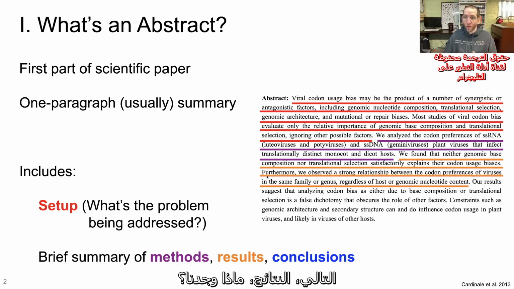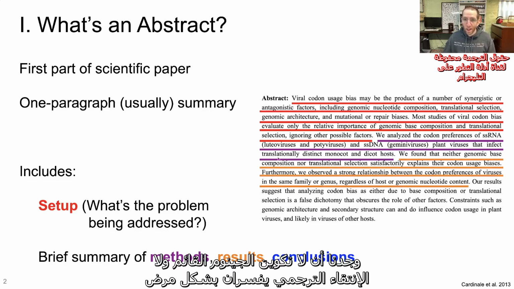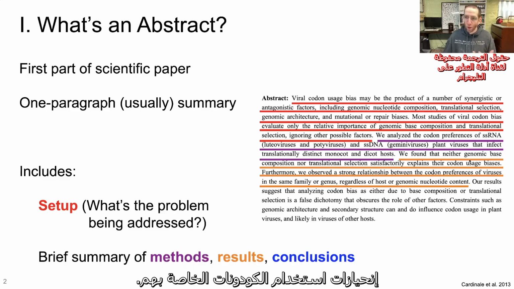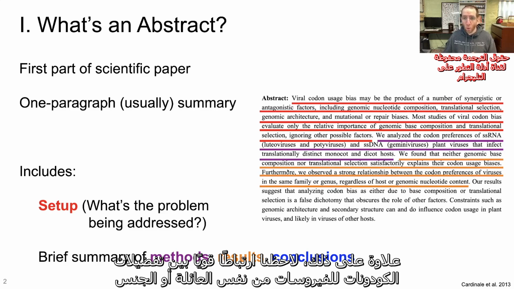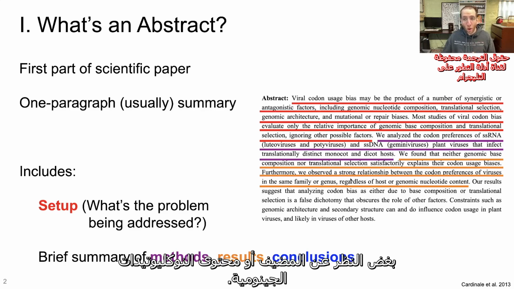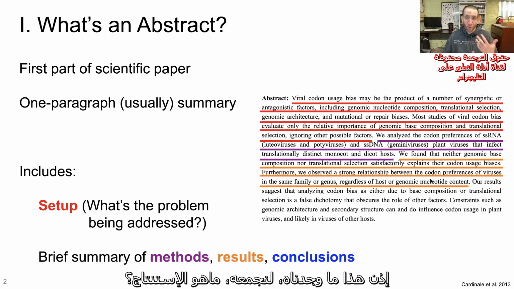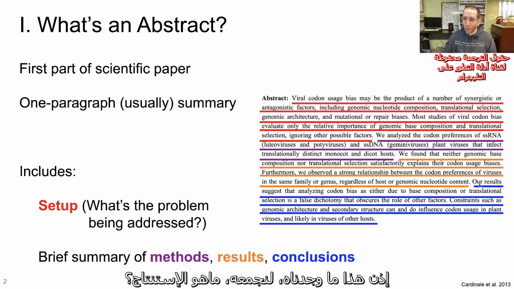Next, results. What did we find? We found that neither genomic base composition nor translational selection satisfactorily explain their codon usage biases. Furthermore, we observed a strong correlation between the codon preferences of viruses in the same family or genus, regardless of host or genomic nucleotide content. So that's what we found, and then let's put a bow on it. Let's wrap it up. What's the conclusion?